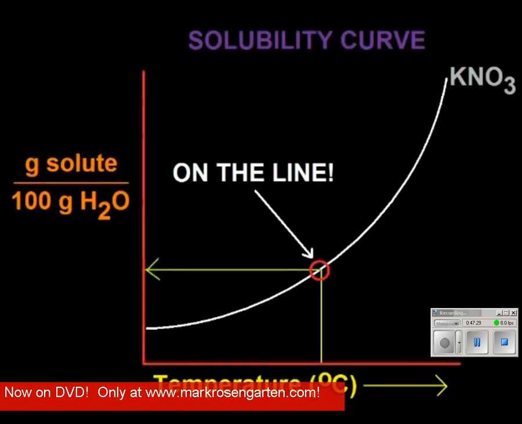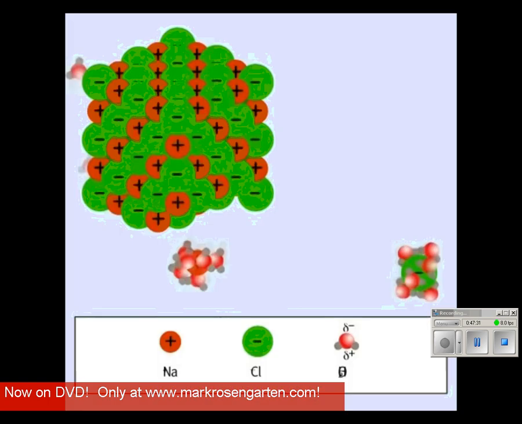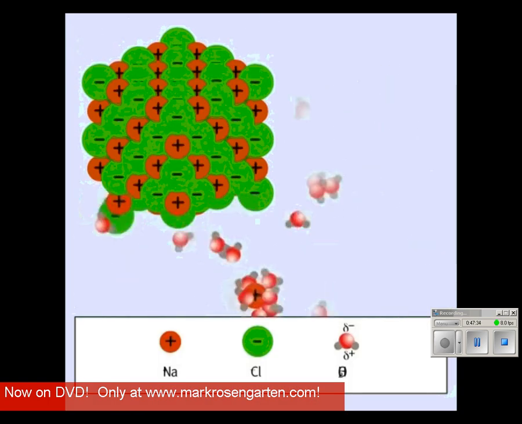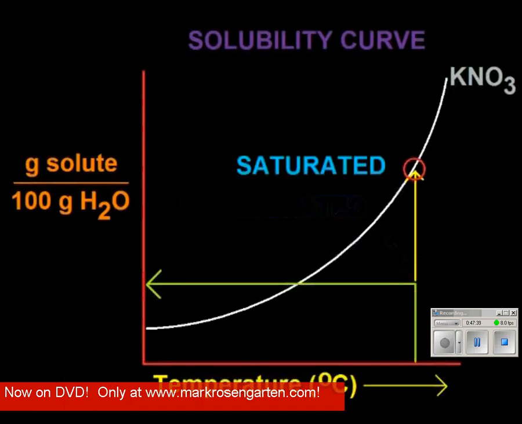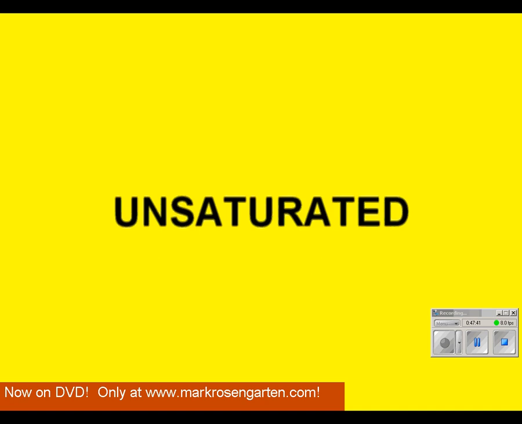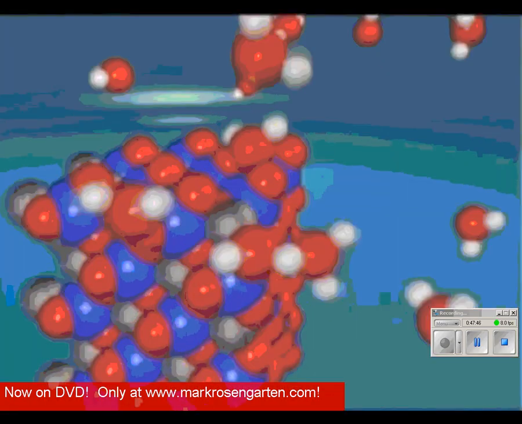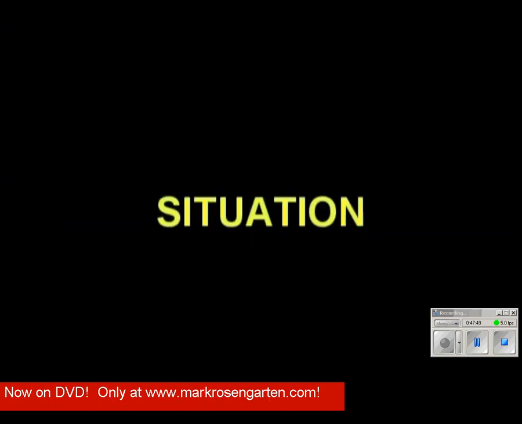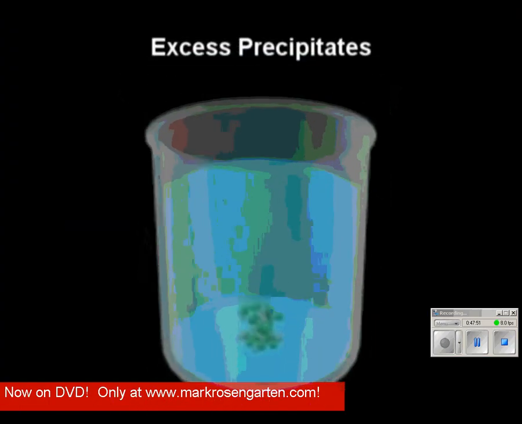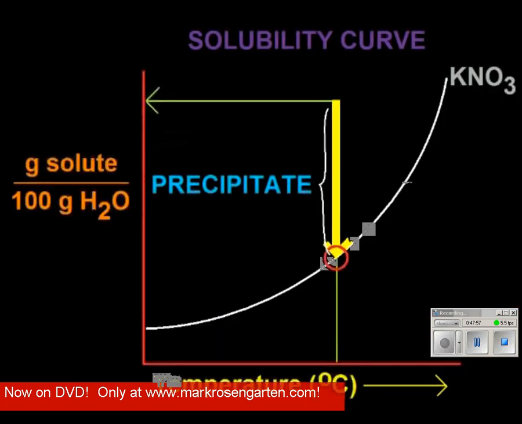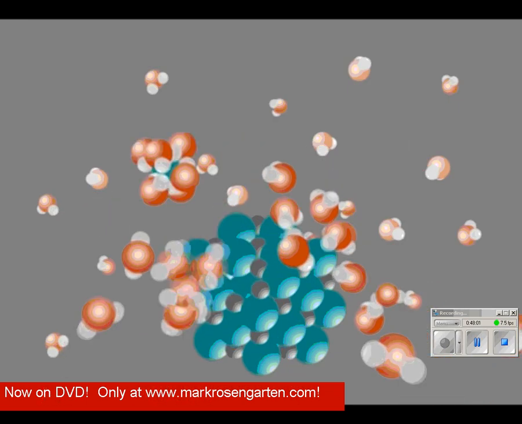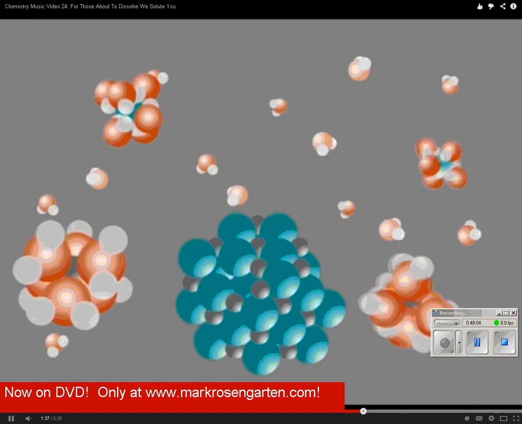Saturation on the line. Still some water molecules unstuck. We're still in the salt. Solution is unsaturated. You haven't yet reached the solubility. Unsaturated. If you go past the solubility, more than can be dissolved, then there's a saturated situation involved, the excess is a precipitate. The solution is stable, so you ascertain supersaturation. Supersaturation.